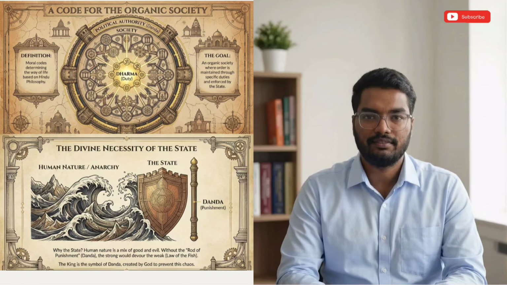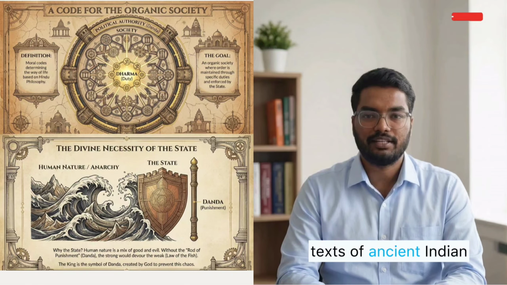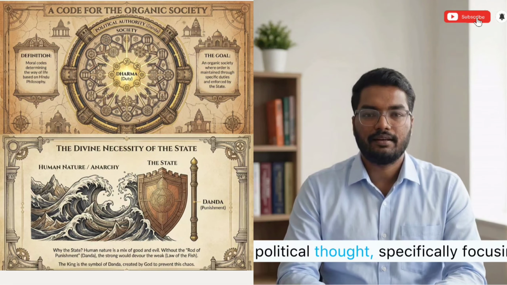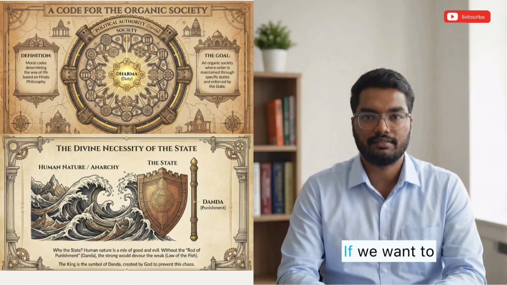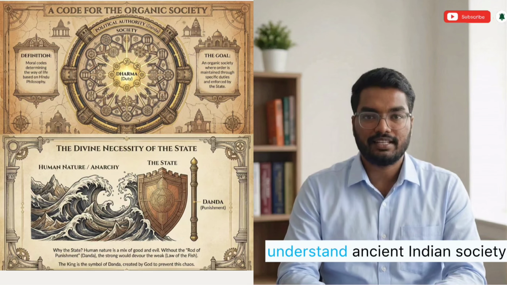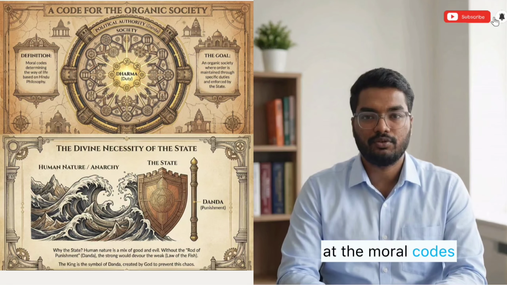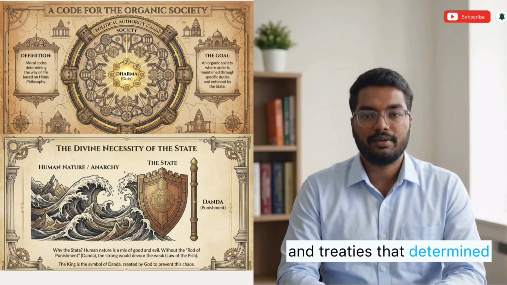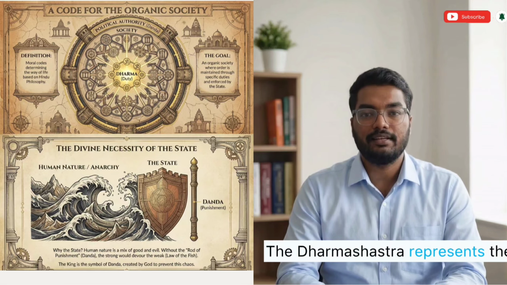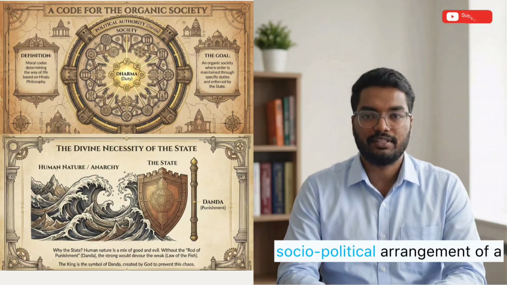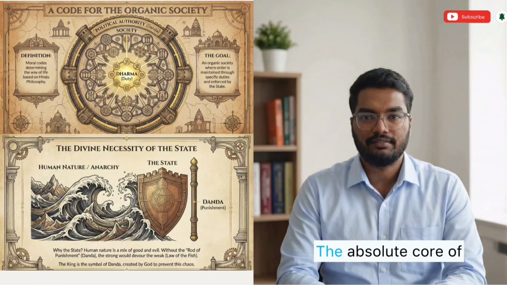Hello everyone. Today we are going to explore the foundational texts of ancient Indian political thought, specifically focusing on the Dharmashastra tradition. If we want to understand ancient Indian society, we have to look at the moral codes and treatises that determined the people's way of life. The Dharmashastra represents the socio-political arrangement of a society based on Hindu philosophy.